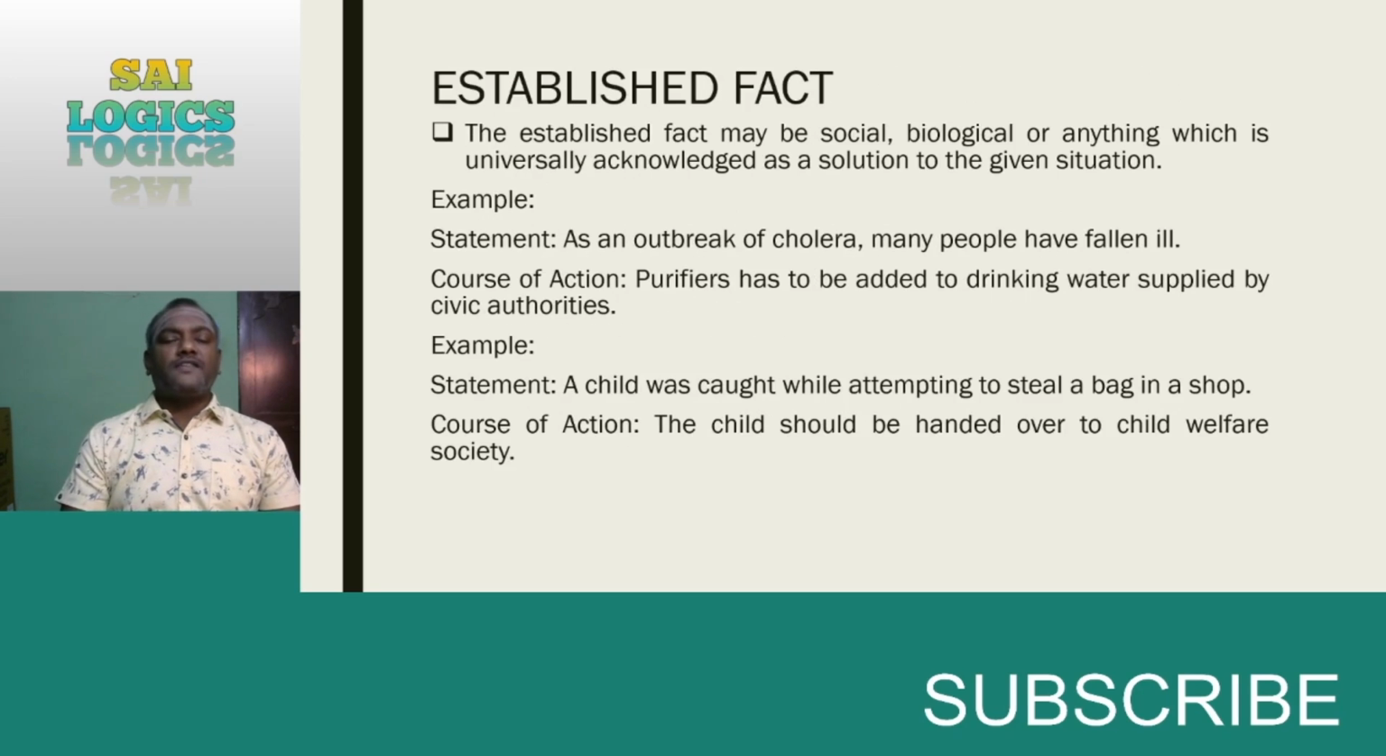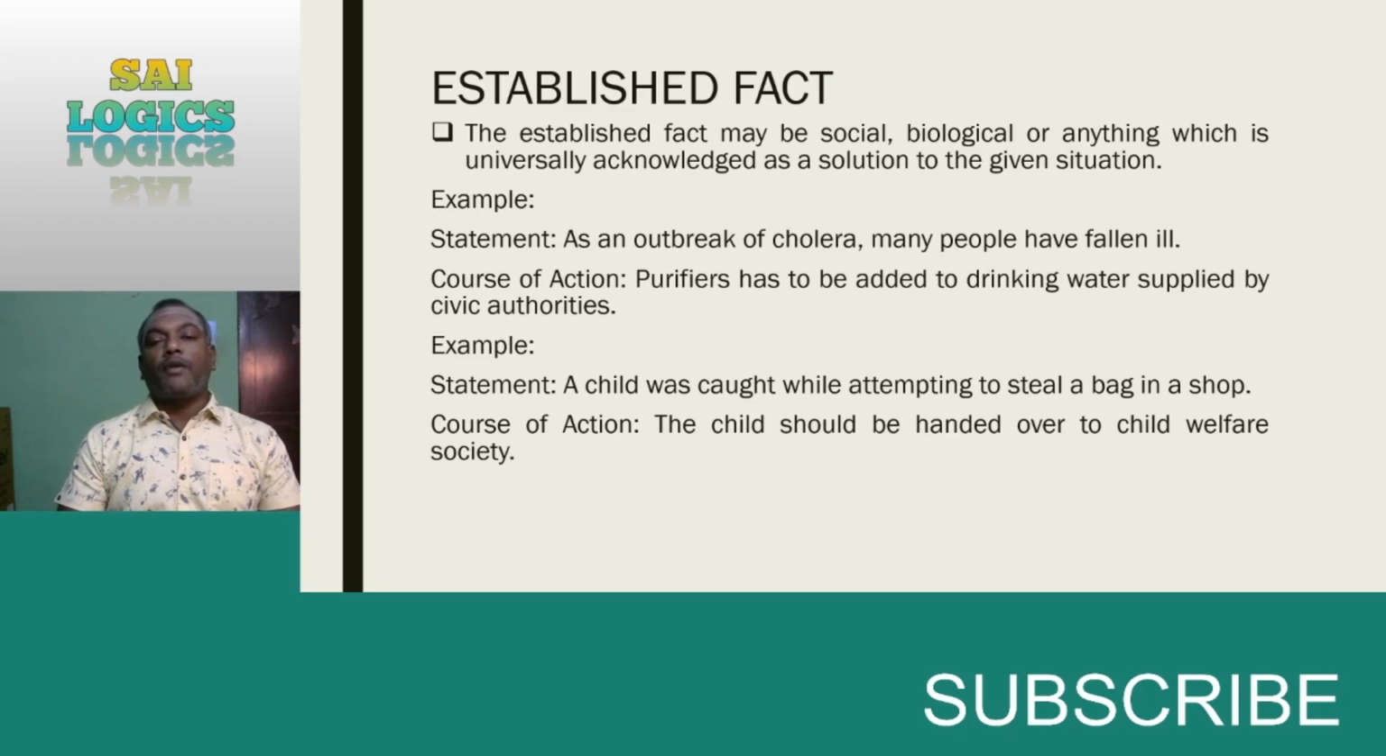So, established fact. What is an established fact? An established fact may be social, biological, or anything which is universally acknowledged as a solution to the given situation. That means these problems may be social problems, that is, a problem faced by society. Sometimes the problem is scientific, that is, biological problems will also be there. Sometimes it is any other problem which is universally acknowledged as a solution.